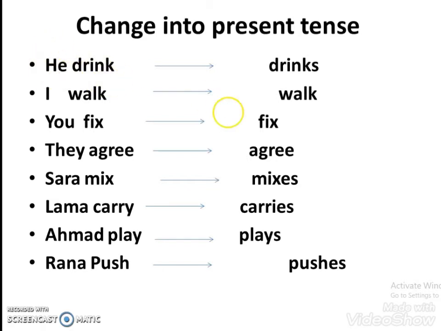Okay, here we have he. We said he takes S. He drink becomes drinks. He drinks.